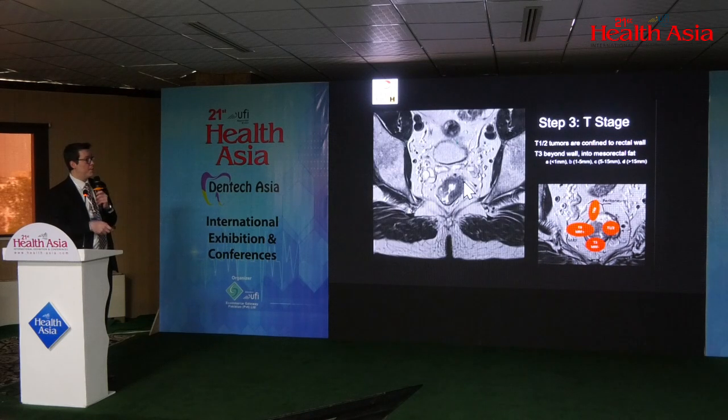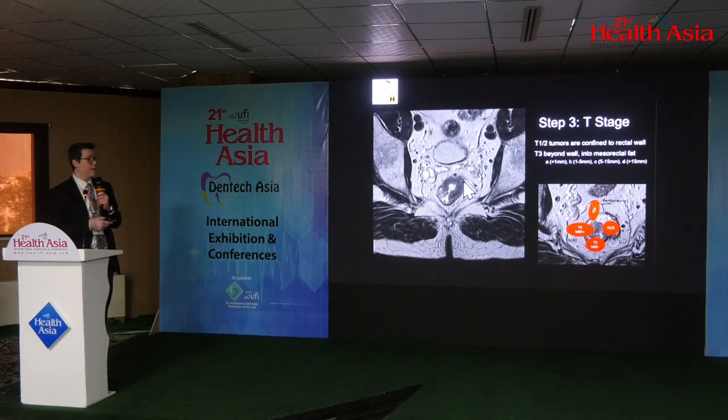The moment we go beyond the muscularis layer, then the disease is automatically T3. Now, you have to mention how much it has extended beyond the muscularis layer, and that would tell you whether the disease is T3A, B, C, or D, based on the distance of how much it has infiltrated from beyond the muscularis layer into the mesorectal fascia. So you can see, again, if it is less than 1 millimeter, it is T3A.